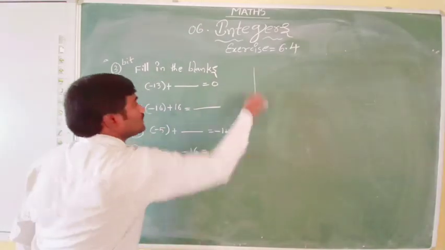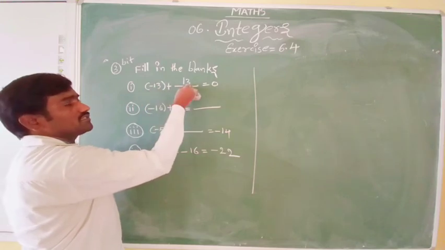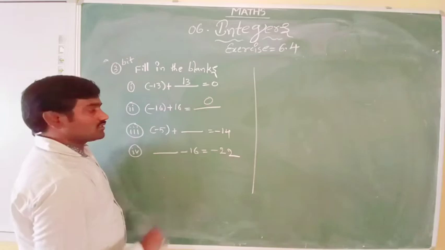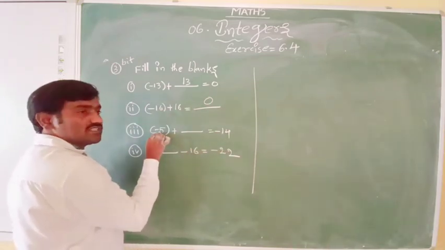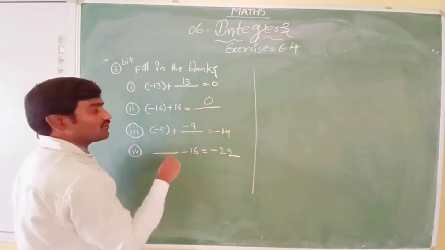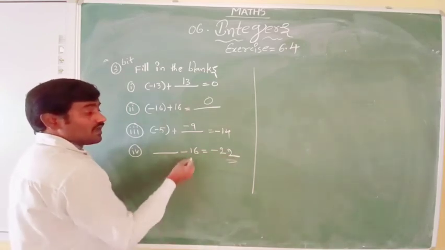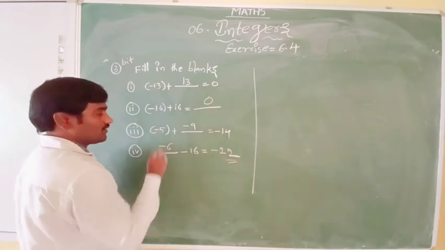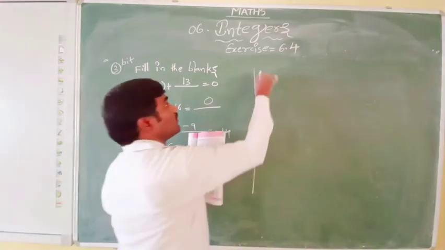Very simple. Let's see. Minus 13. Here we have to take plus 13. Minus 13 plus 13 will be 0. Okay. Minus 16 plus 16 equal to also 0. So here we have to get minus 14. Already minus 5 is there. Minus 5. How many we need to add here? Minus 9 we have to add to get the minus 14. Okay. Minus 22 is the answer. Already minus 16 is given. If you add minus 6, minus 16, minus 22. Minus 5, minus 9, minus 14. So I hope you understood this. Next we go for the fourth bit.